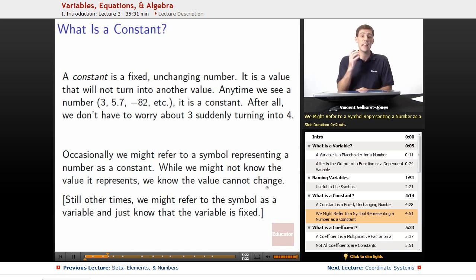A constant is something that isn't going to move around. It's one number and one number only. Doesn't matter if it's a symbol or if it's actually a number, but the idea is that it's something that's not going to change on us.